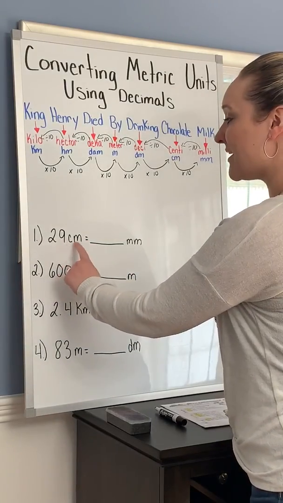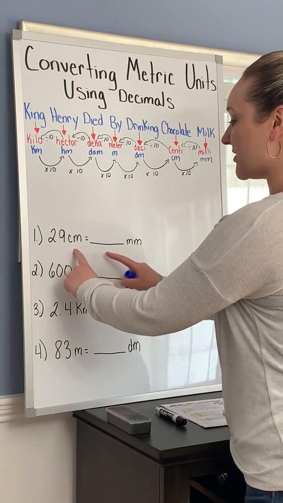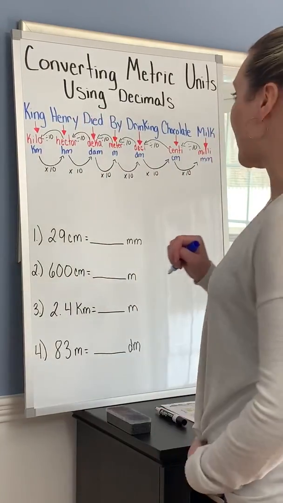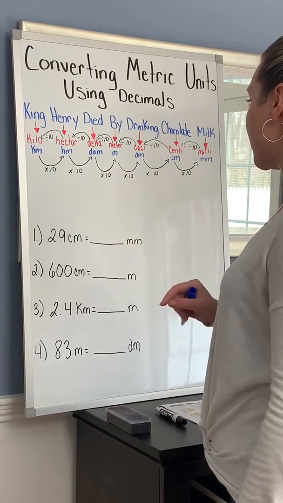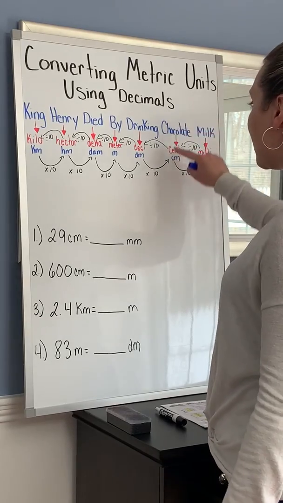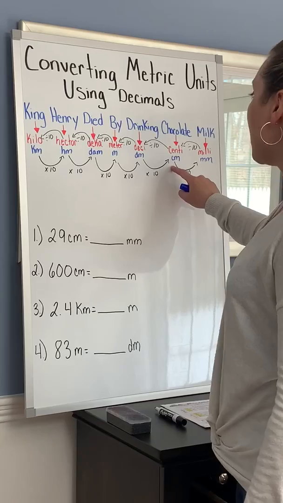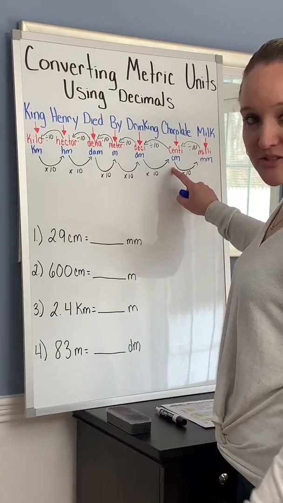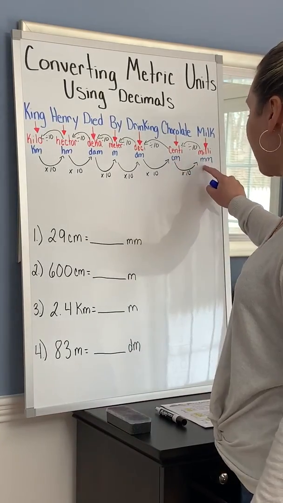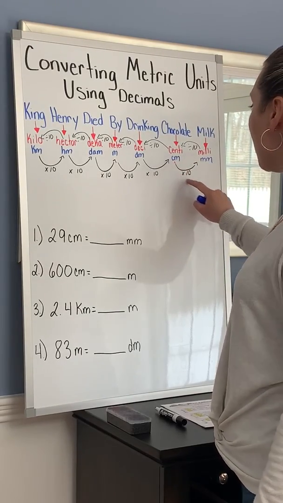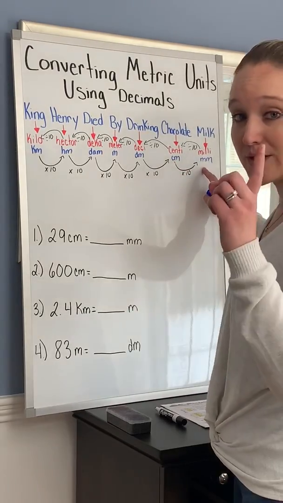So I have 29 centimeters and I want to convert it to millimeters. On my chart up here, I am going to look for my centimeters. And centimeters is chocolate right there. I want to get to millimeters. Now look, it's right here, millimeters. So all it's telling me to do is multiply it by 10 once.